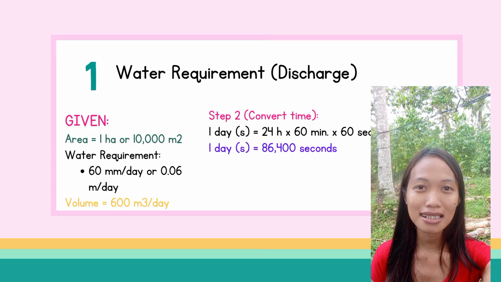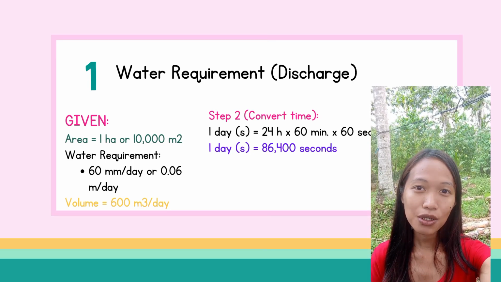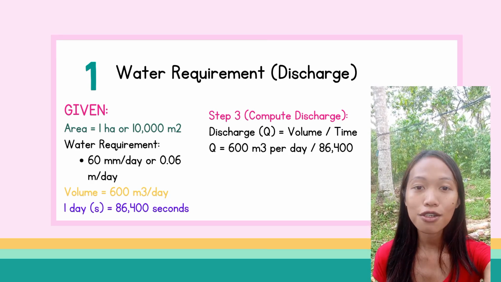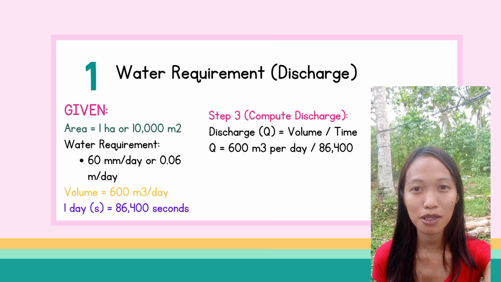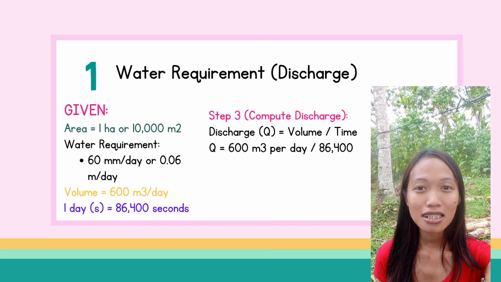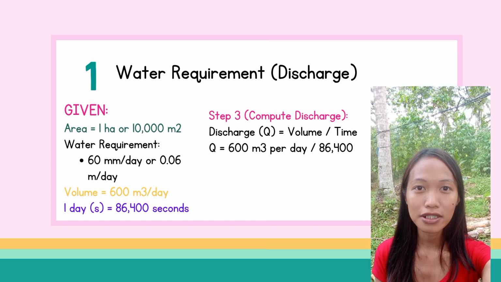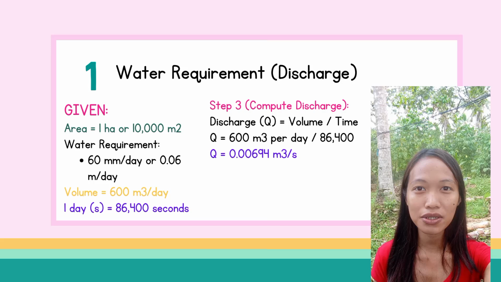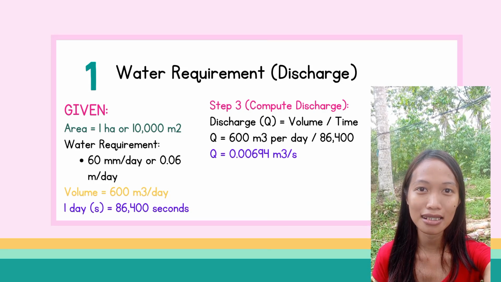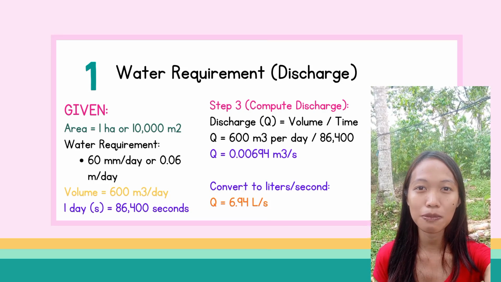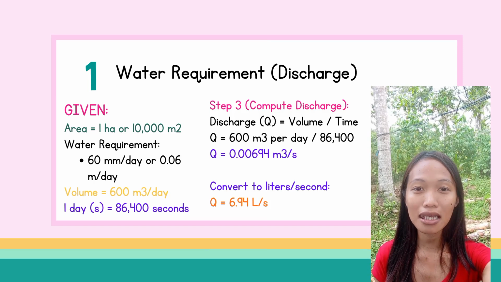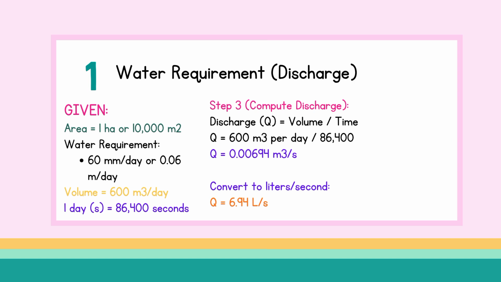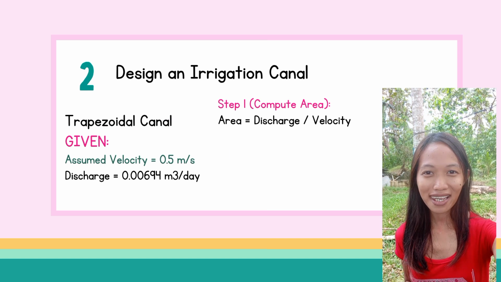Let's now convert time. 1 day is equal to 86,400 seconds. Now to compute discharge, we have discharge equals volume divided by time. The volume would be the 600 cubic meters. Therefore, discharge equals 600 cubic meters divided by 86,400 seconds, which is 0.00694 cubic meters per second. Converting it to liters per second, it is 6.94 liters per second. That is the discharge.